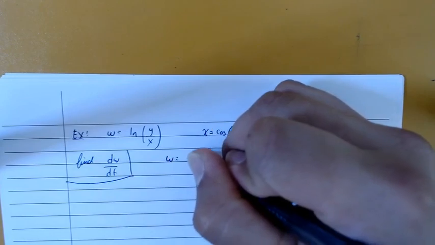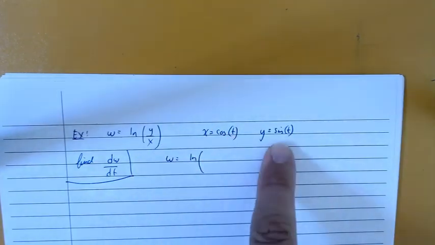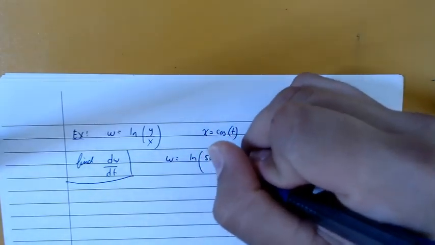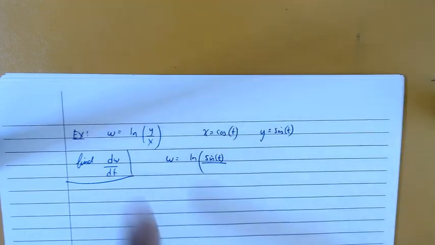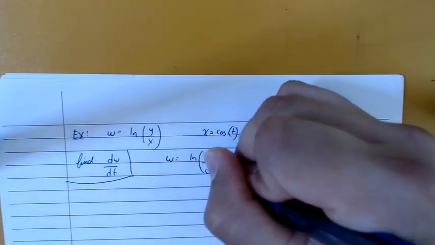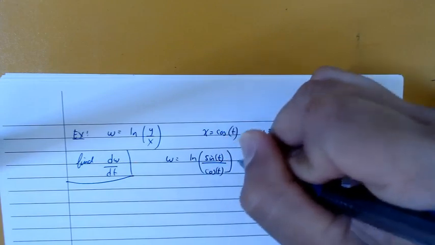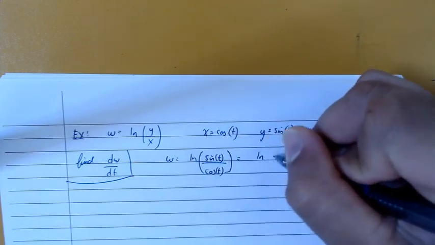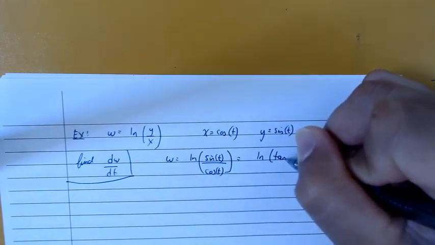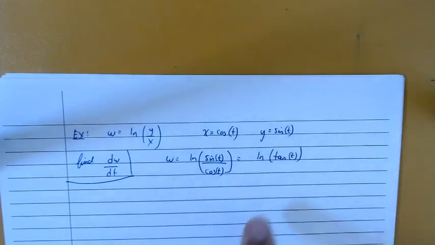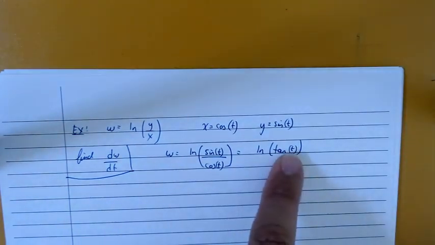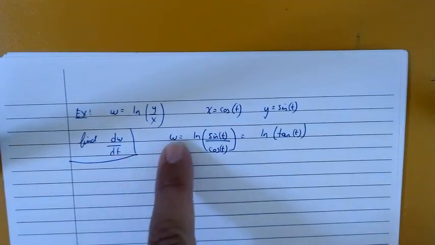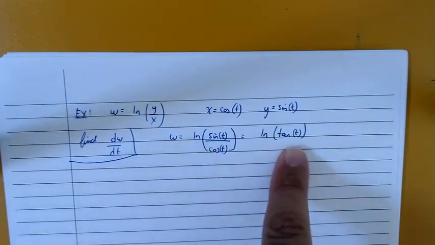okay, well, w is really equal to the natural log of y can be thought of as the sine of t, over x can be thought of as the cosine of t, which means w equals the natural log of the tangent of t. Oh, but now that's a function of a single variable, which means now I can take the derivative of this as if we were back in Cal 1.